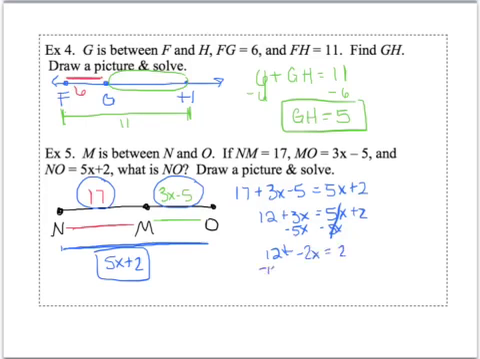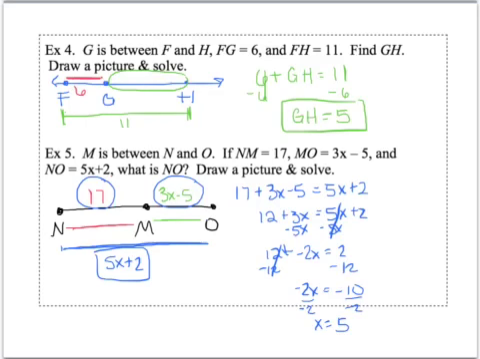Then let's go ahead and move the 12 over. Negative 2x equals negative 10. So we divide everything by negative 2, and you get x equals 5. Okay, so that does not answer all the question though. The question said, what is the length from N to O? Well, to do that, you're going to have to plug it in.